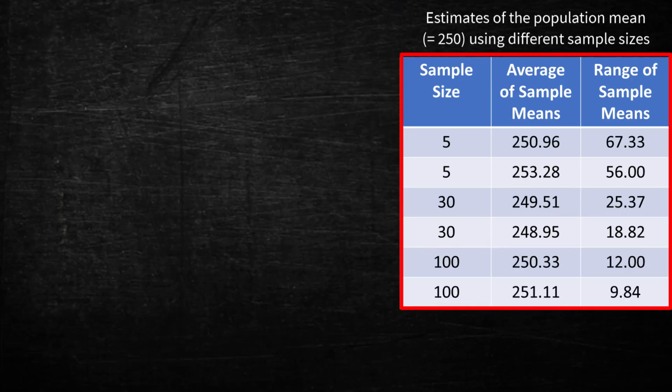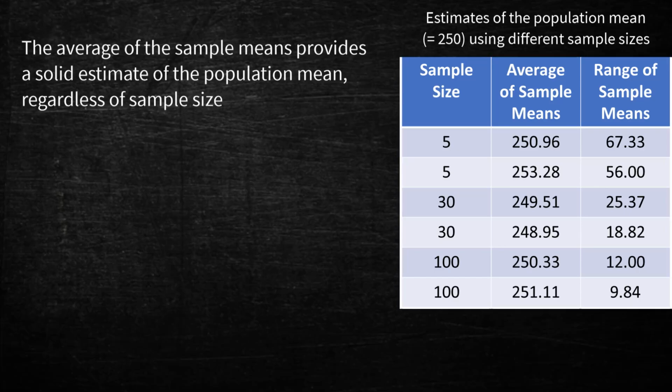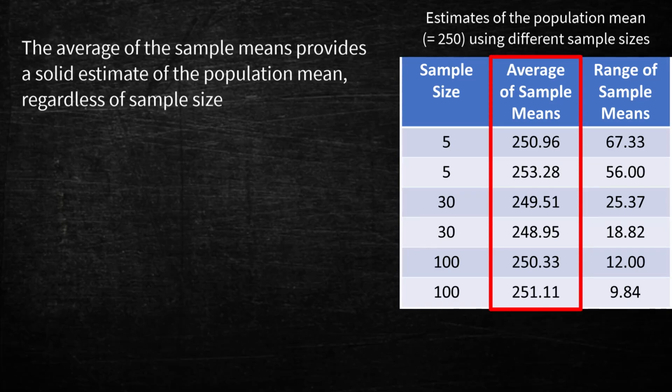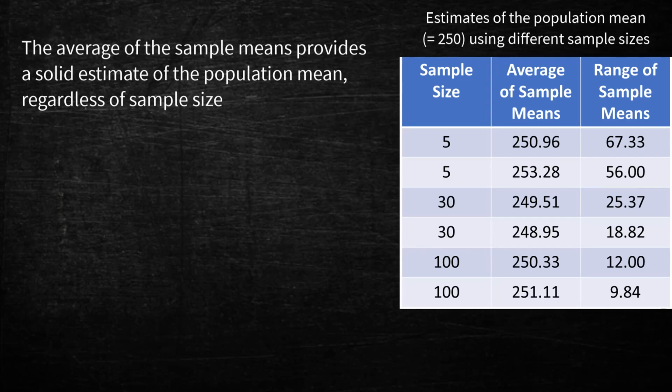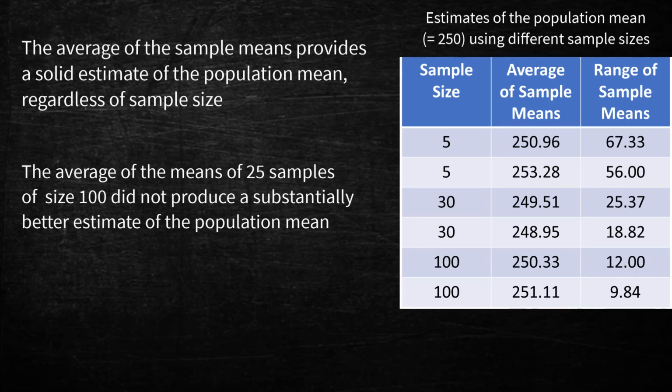Looking at the summary table, we can answer our initial question about the influence of sample size on our estimate of the population parameters. The table demonstrates that the average of the means of 25 random samples provides a solid estimate of the true population mean, irrespective of the sample size. For instance, the average of 25 sample means of size 5 was 250.96, very close to the actual population mean of 250. This similarity holds true across the averages of the sample means, regardless of the sample size. In fact, the average of the means of 25 samples of size 100 did not produce a substantially better estimate of the population mean.